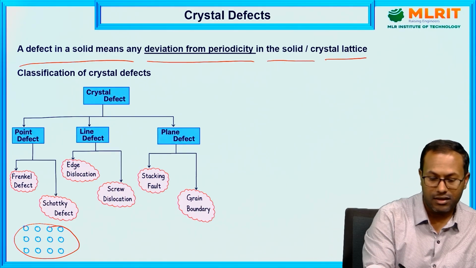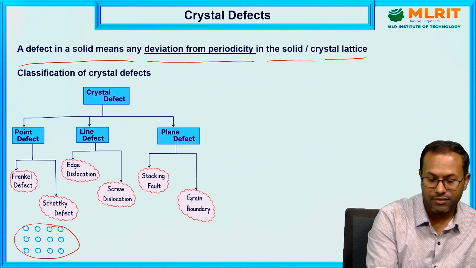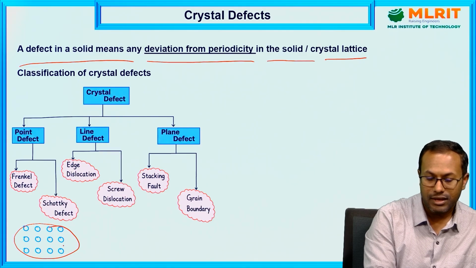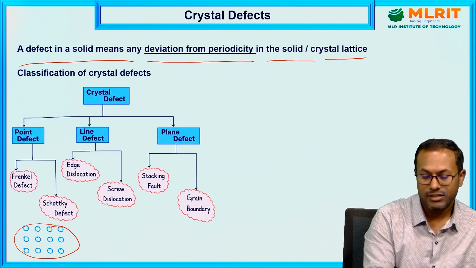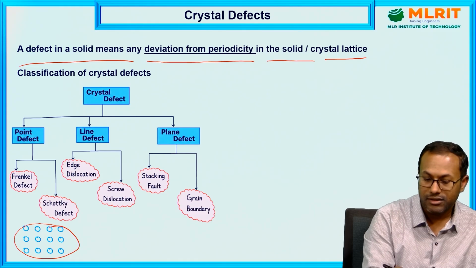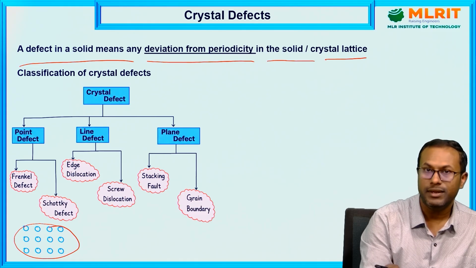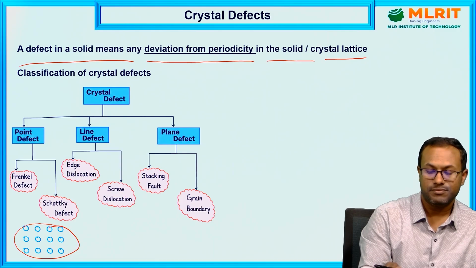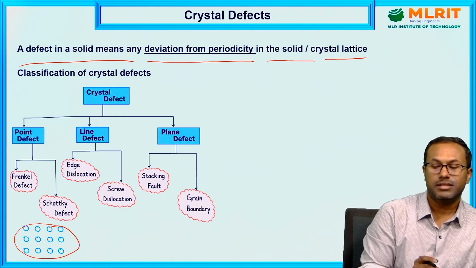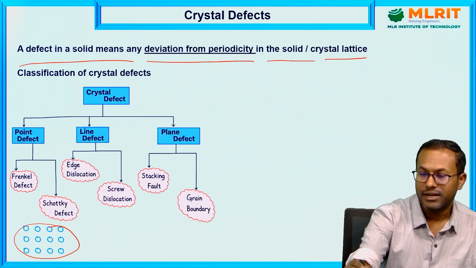Suppose this is a regular and periodic array of atoms. Now if any atom is missing or misplaced, that is called a defect, because it deviates from or breaks the periodicity of the crystal structure. That's why it is called a defect. It breaks the symmetry of that crystal structure.